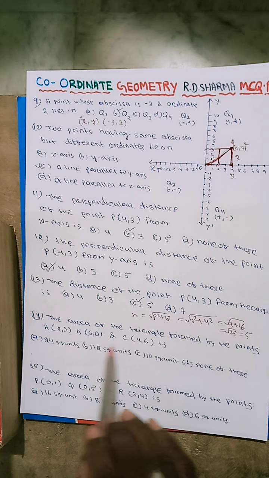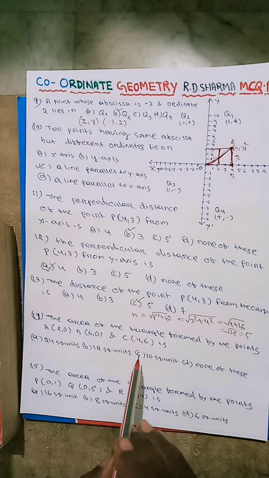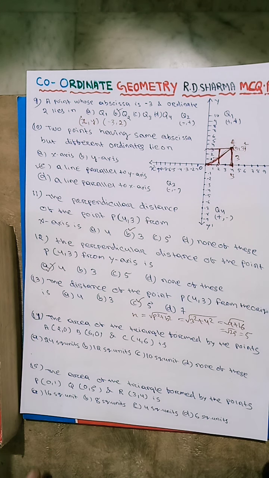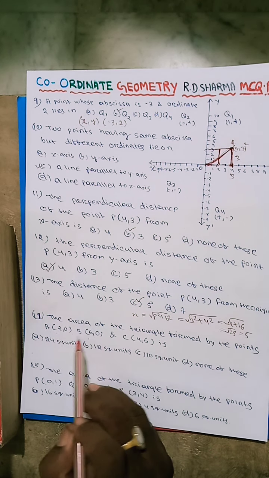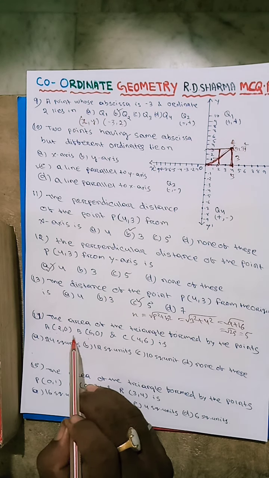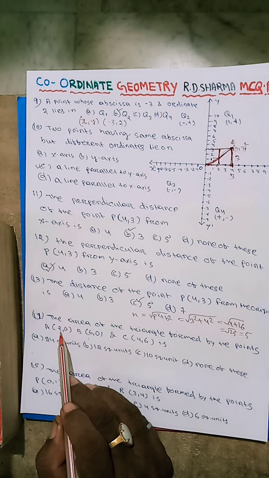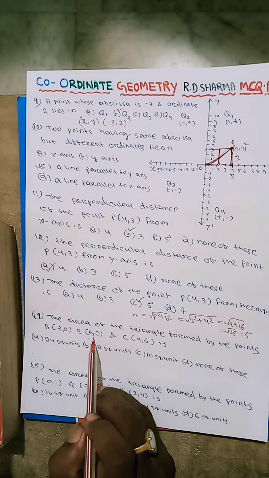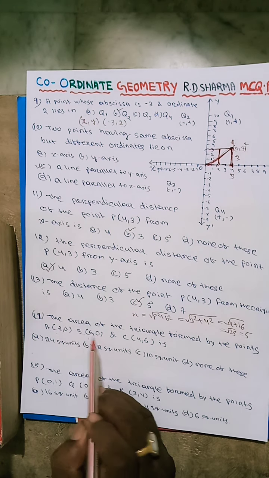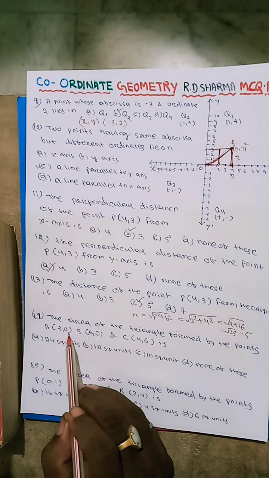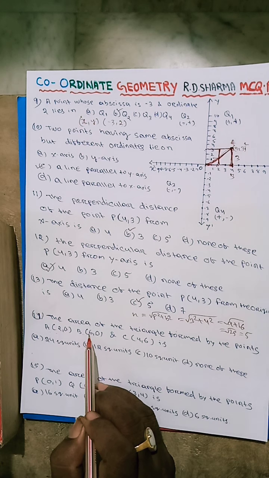Here 3 vertices of a triangle are given, so it will form a triangle. Mark the 2 points A and B. In the 2 points A and B, the ordinate is the same, 0. When the ordinate is the same, the points lie on the x-axis. So A and B lie on the x-axis. Remember, when the ordinate is the same, the 2 points lie on the x-axis.